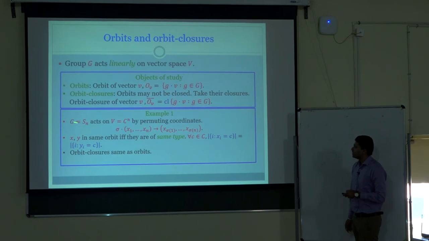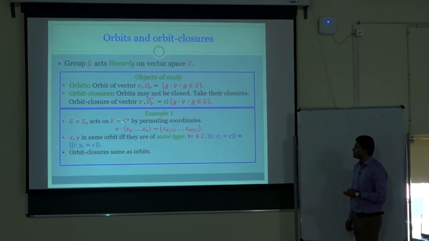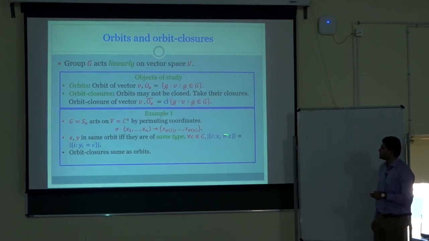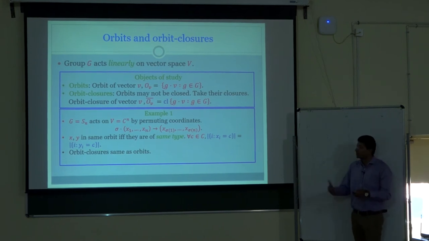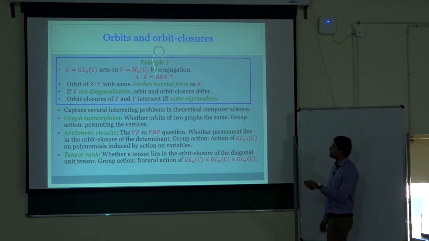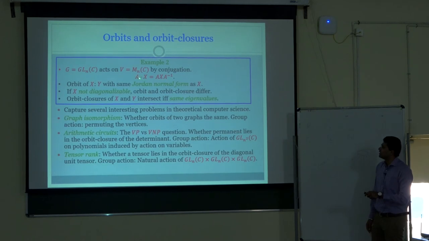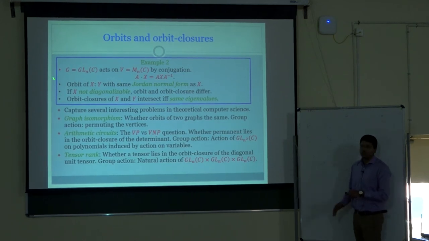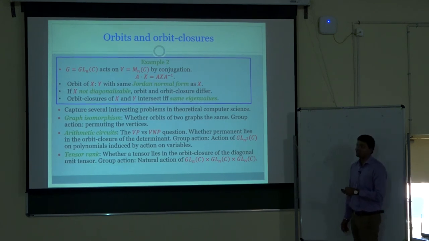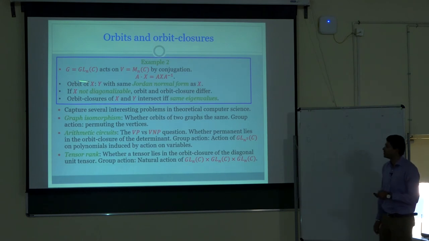For example, if you have the group of permutations acting on the vector space C^n, what are the orbits? Two elements x and y will be in the same orbit if they are the same type. That is, if for all c, the number of elements of type c in both strings is equal, then they're in the same orbit. There are no limits for a finite group. I have some other examples, but let me not go over them. You can study the orbits and orbit closures in the conjugation action, and you'll get terms familiar from your linear algebra class, like the Jordan canonical form, diagonalizing matrices, and so on. The point I want to make is that simple group actions lead you to concepts which are all familiar from basic math courses.